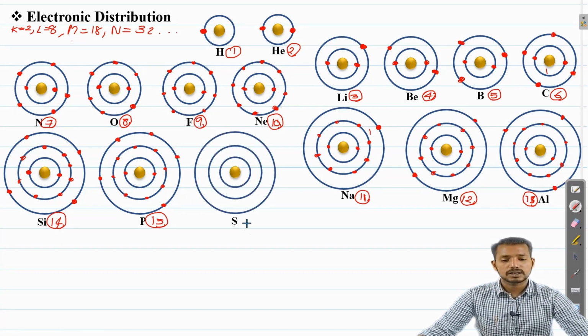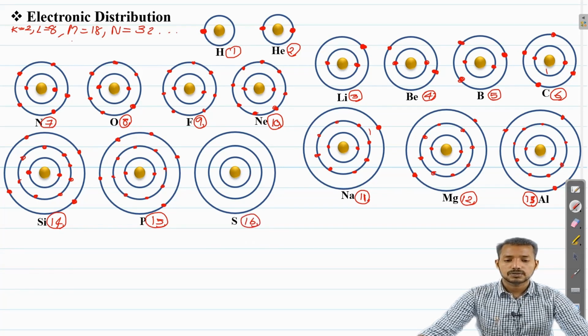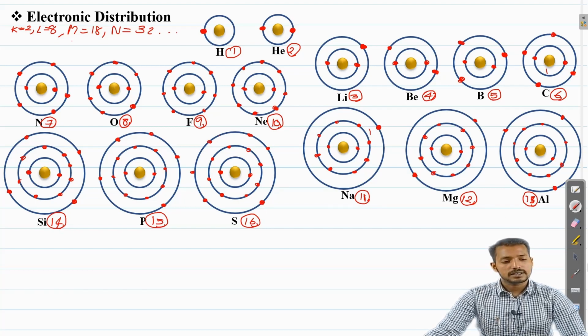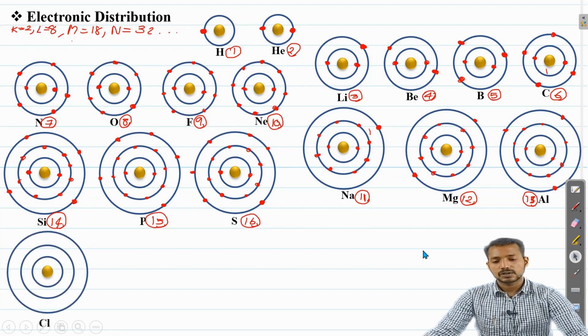Next, in case of sulfur, there are total of 16 electrons. So first 2 electrons in the first K shell, then remaining 8 electrons in the L shell. 4, 5, 6, 7, 8. Okay. The remaining 6 electrons in the M shell, that is in the third shell. 3, 4, 5, 6.